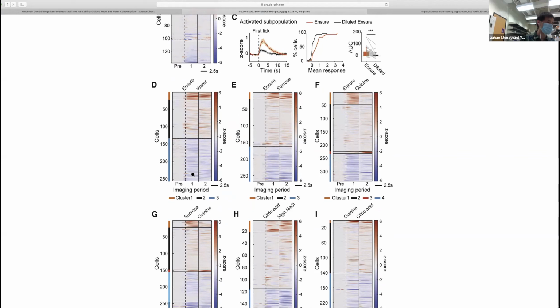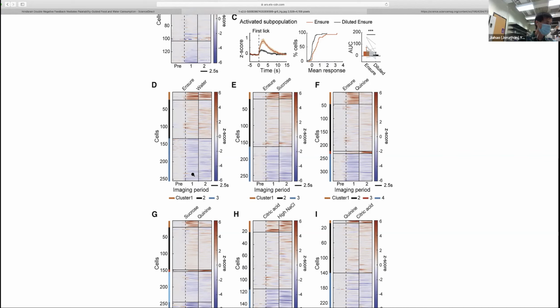And then they continue to try other stimuli, like water in D, sucrose in E, quinine, which is a bitter substance, in F, and also these cross comparisons. So sucrose is sweet, quinine is bitter, citric acid is sour, high salt is aversive. Again, I is bitter versus sour.